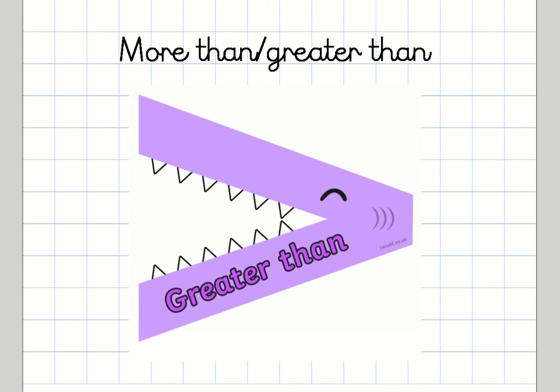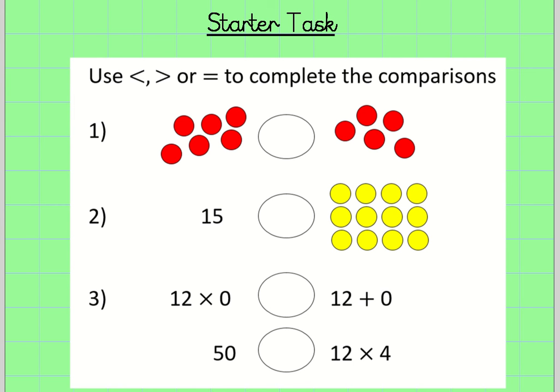So if you need to today, you might want to draw those on a separate piece of paper to help remind you, which will give you support during the lesson. So our starter task for today is to use these symbols and the equals to complete the comparisons. So you've got 4 different comparisons there. The first 2 are using counters. Have a think, are they equal? Is one greater than the other? We then are comparing a number to an array, and then we've got 2 sets of calculations. Are they representing the same amount? Are they representing a different amount, or are they equal to each other?